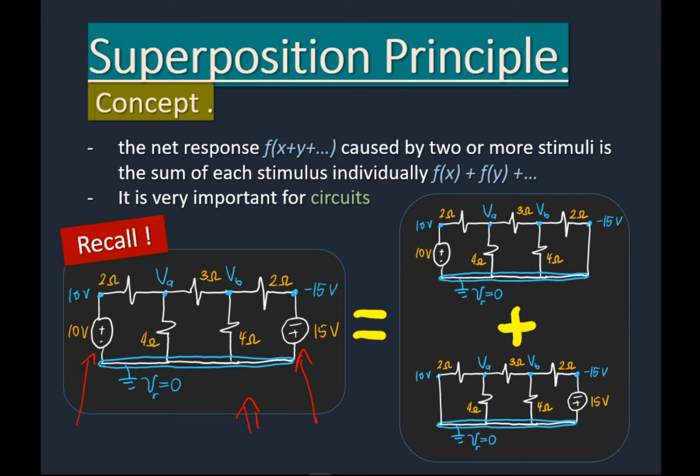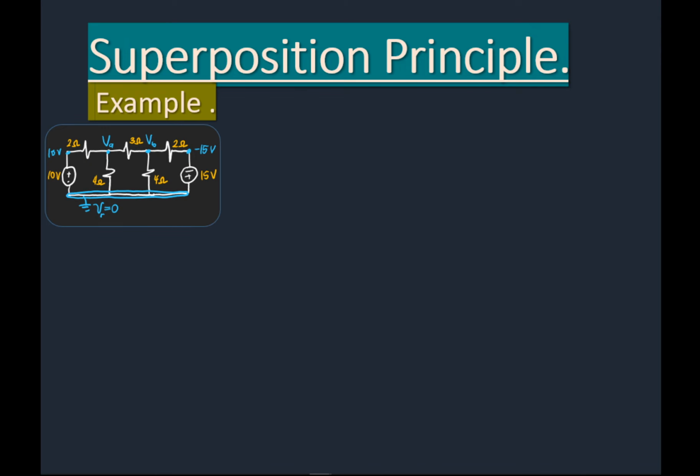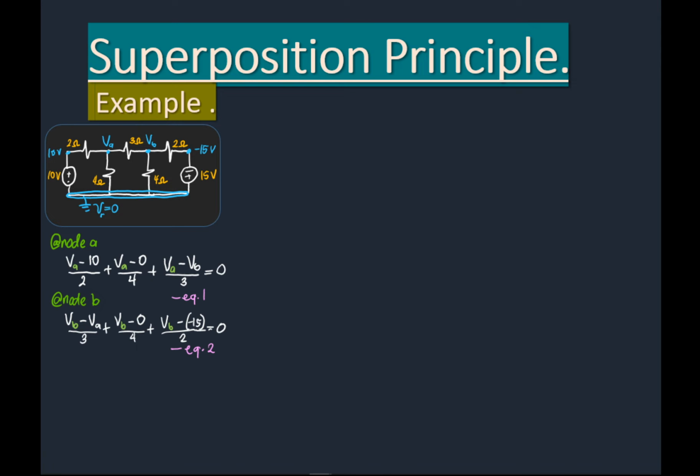So how do we apply the superposition principle? Let's solve that example. Remember your nodal analysis; if you haven't watched the nodal analysis DC circuit analysis video, I would encourage you to watch it. We conduct KCL in every node. We have two nodes, A and B, so you have two equations. Take note, we don't conduct KCL in the reference node because the voltage in the reference node is equal to 0. That's our assumption.